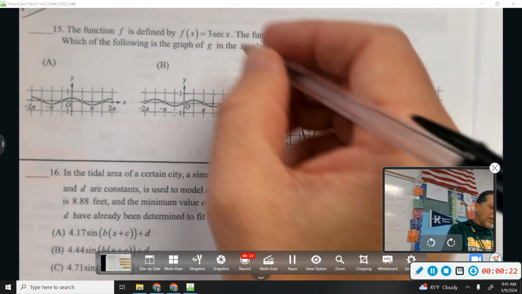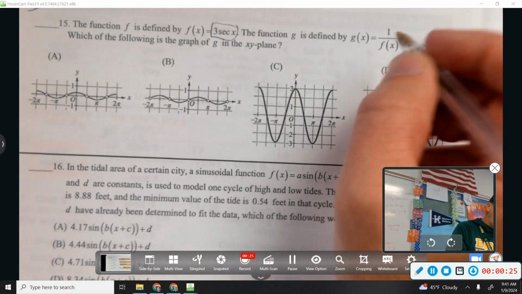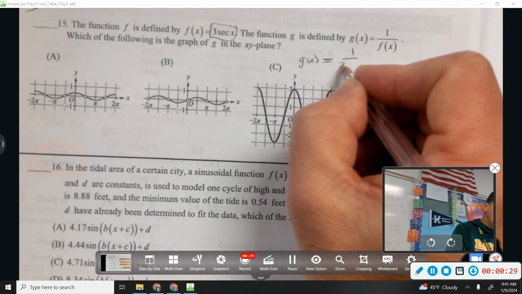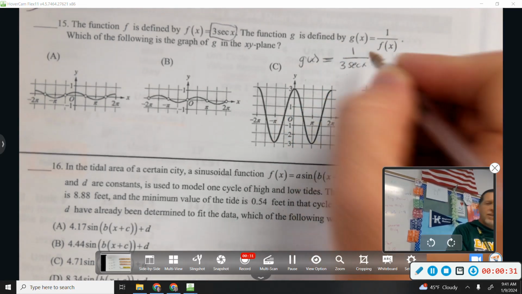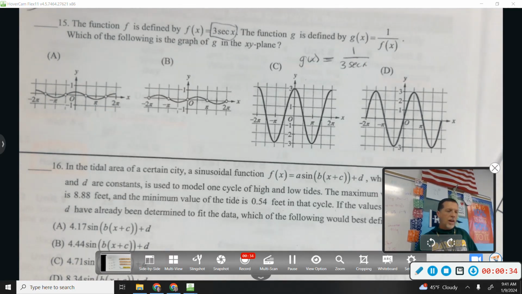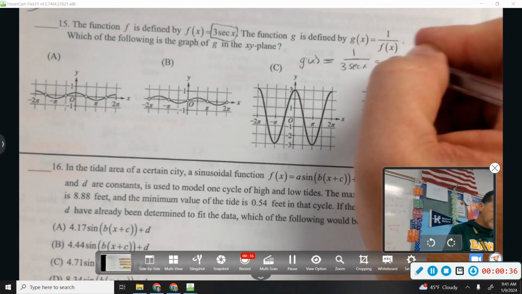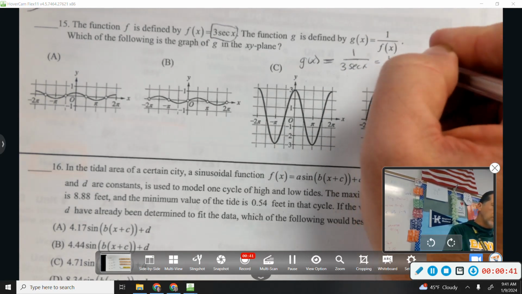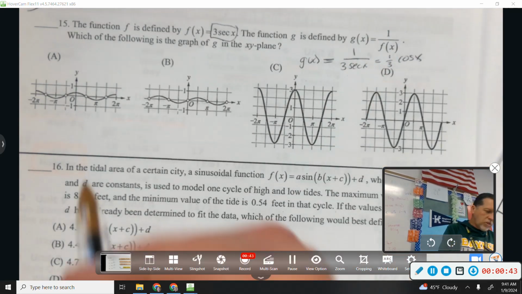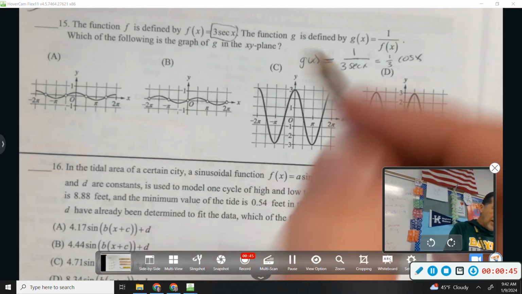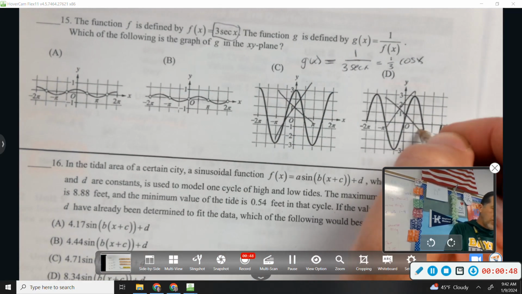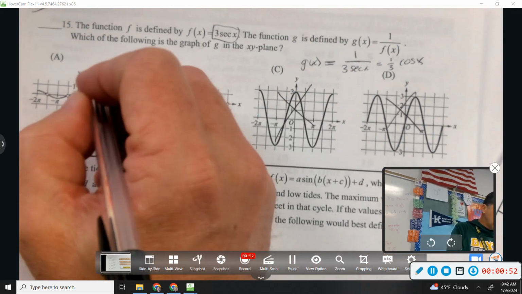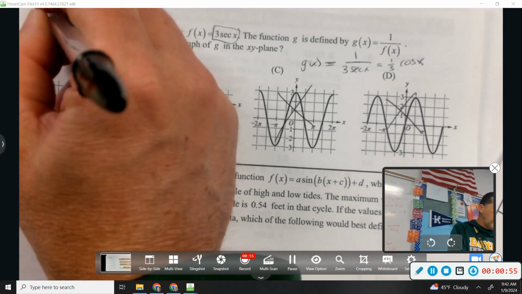So some people just literally wrote g of x is 1 over f, so 1 over 3 secant of x. Right, that's what that means. And then the 1 over secant part would be cosine, but that 3 is still on the bottom. So 1/3 cosine x. And then you start looking, and C and D are stretched by 3, so they're not it. B looks like a sine wave. A looks like a cosine wave. So it's answer choice A.